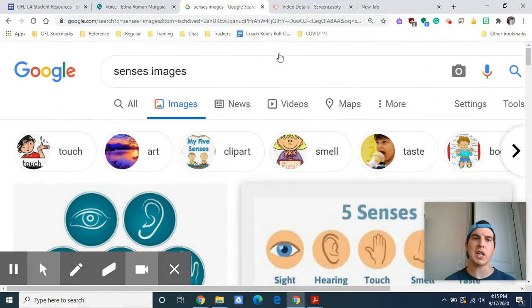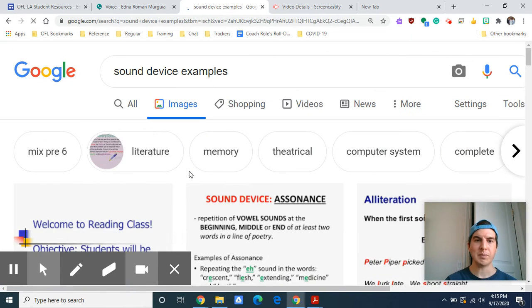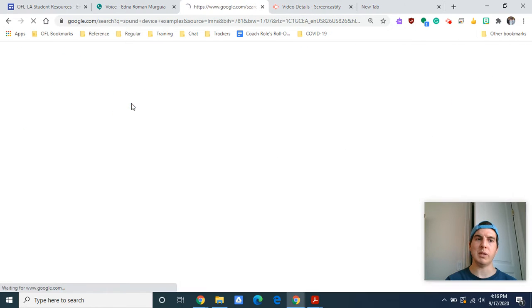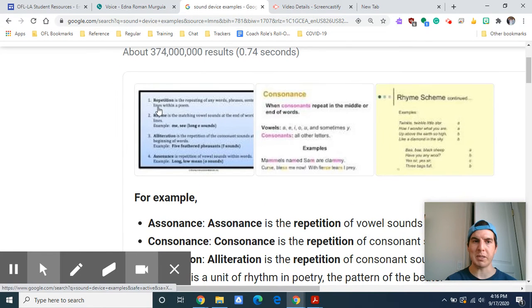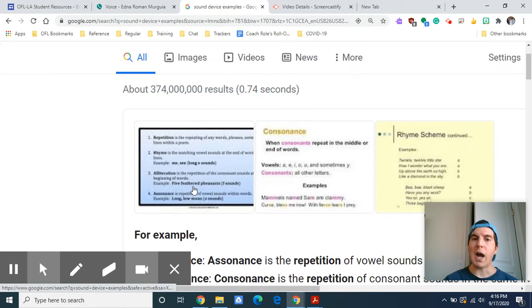And give an example of a sound device. Again, all I'm doing is checking in sound device examples. For example, words like repetition, rhyme, alliteration. Alliteration is Edna eats elephants every elementary day. I don't know. And rhyme is like if I said time, climb, sign. So do they use words like that in the poem, that rhyme, repetition?